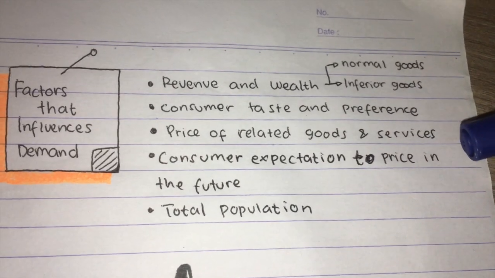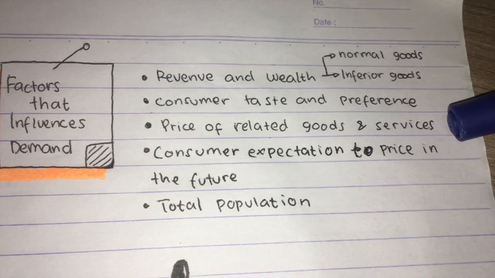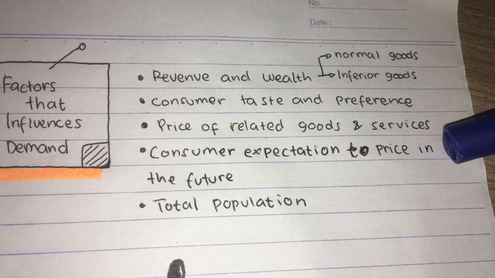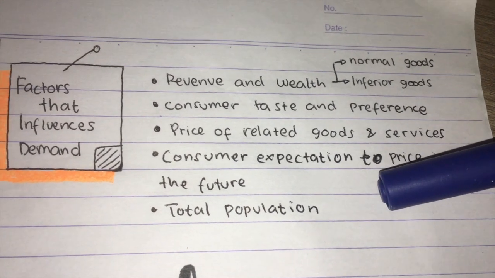The second one is consumer taste and preference. The third one is price of related goods and services. The fourth one is consumer expectation of price in the future. And the fifth one is total population.